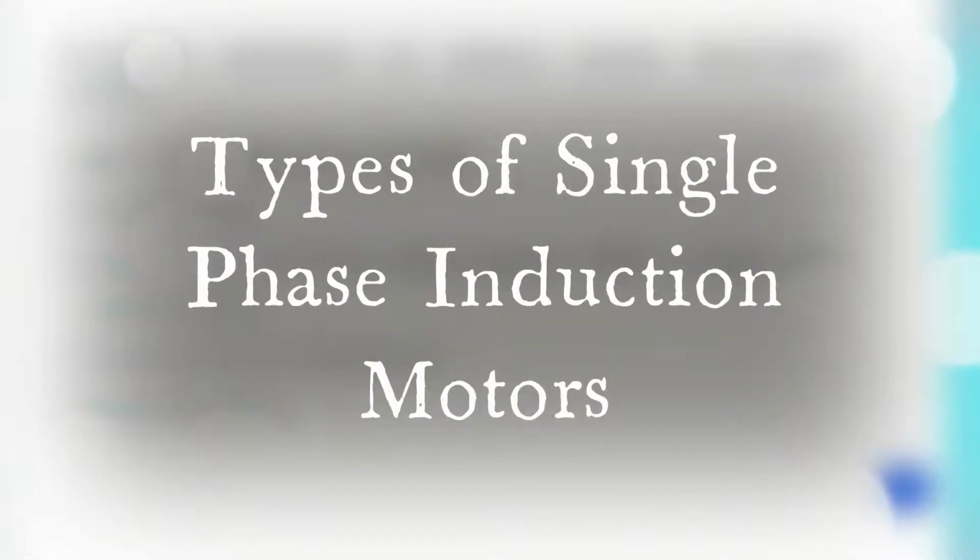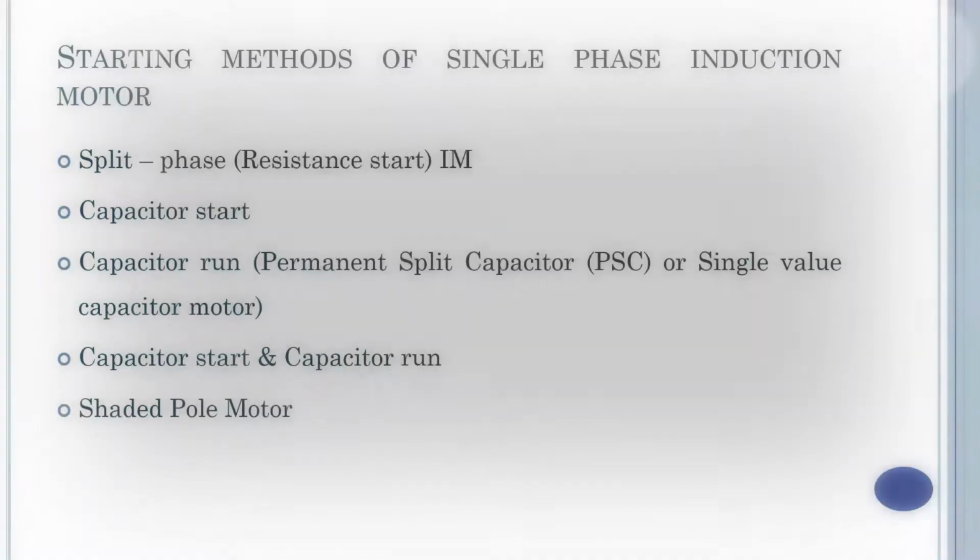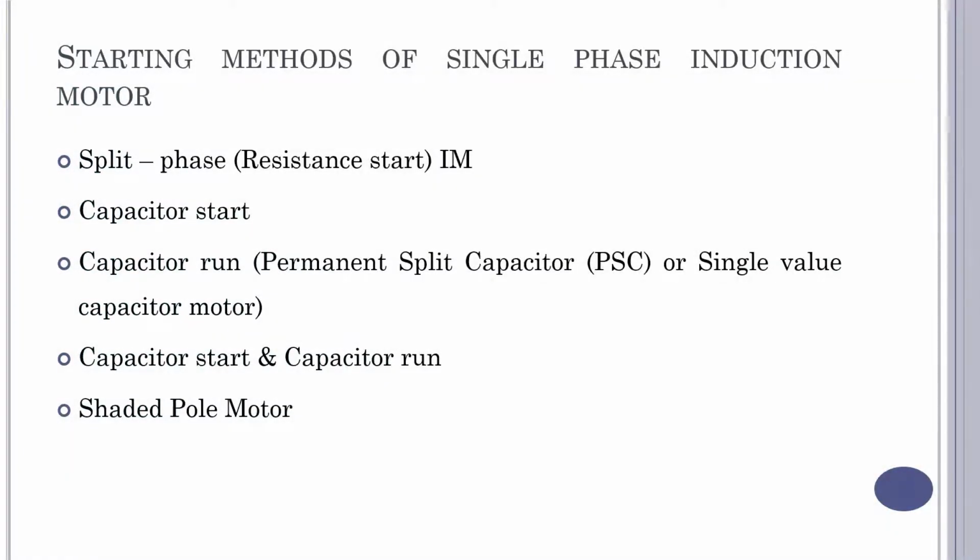Hello everyone. In this session, let me explain the different types of a single-phase induction motor. We know that a single-phase induction motor is a non-self-starting motor, and hence we rely on different starting methods. Based on the starting method that we adopt, they are categorized into different types as listed here.